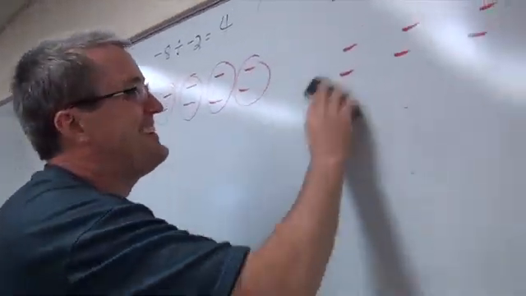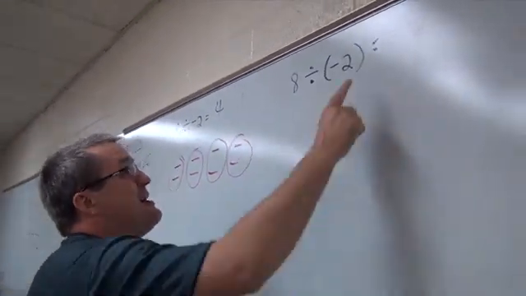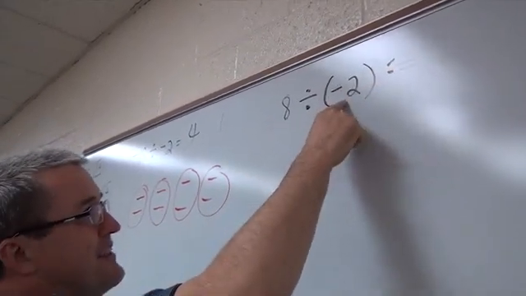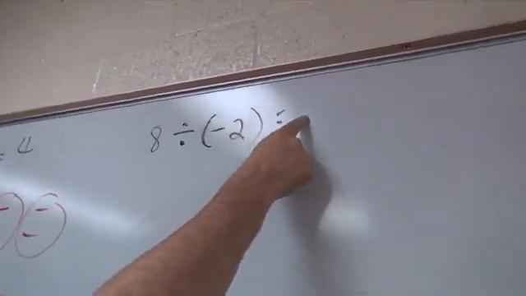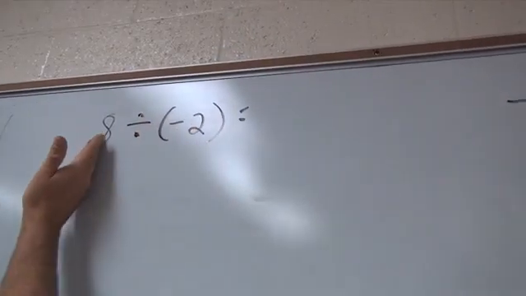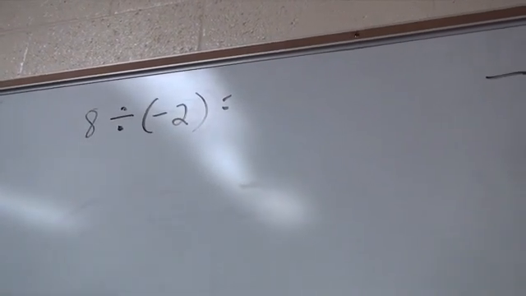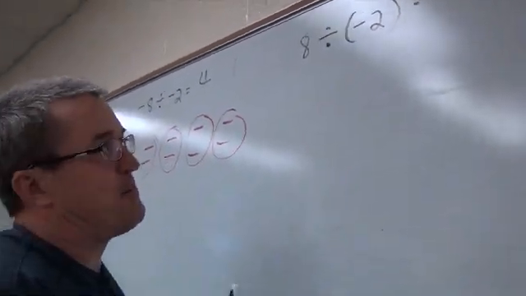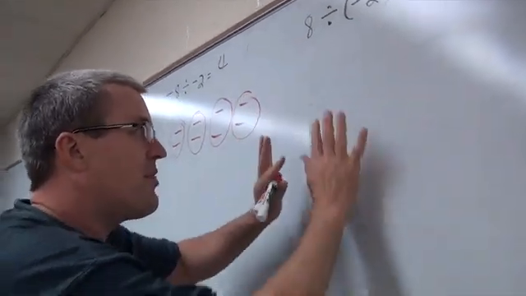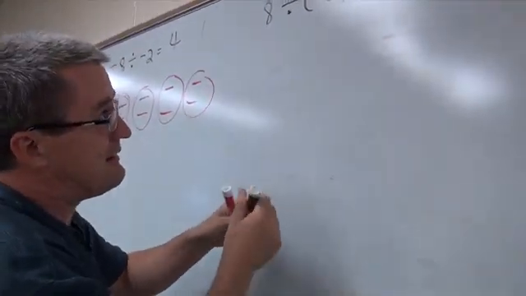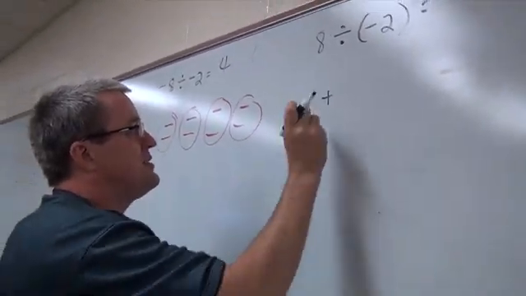And the way we're going to rethink that is, am I going to put on negative 2's or am I going to take off negative 2's in order to get to 8? I'm going to have to take the negatives off if I'm going to be left with positives. So I start with nothing. Well, not literally nothing. I'm going to start with a sea of zeros, nothing.